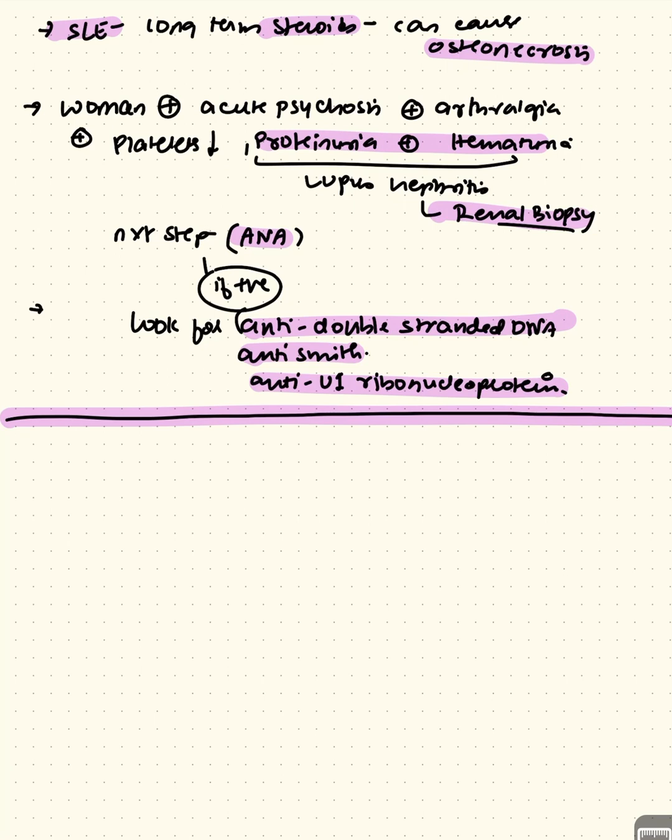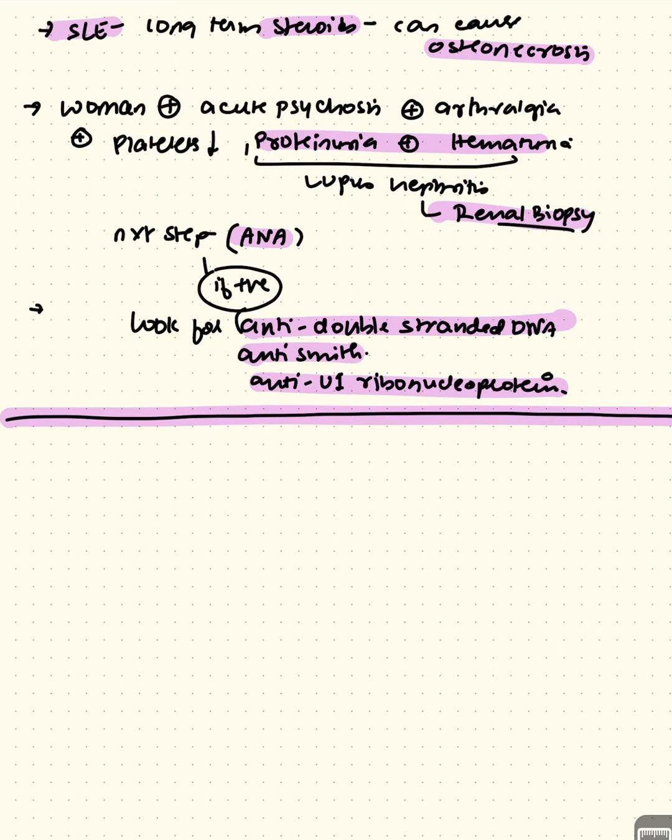And because we are using a lot of steroids in SLE, they can have osteonecrosis, and they can give you another case wherein there's a woman who's coming to you with acute psychosis and arthralgias, and the platelets are low. Not only platelets, even your WBCs as well as your RBCs will be low in SLE most of the times. And she also has proteinuria plus hematuria. So this is going to be your lupus nephritis. So this whole thing is going to be SLE.